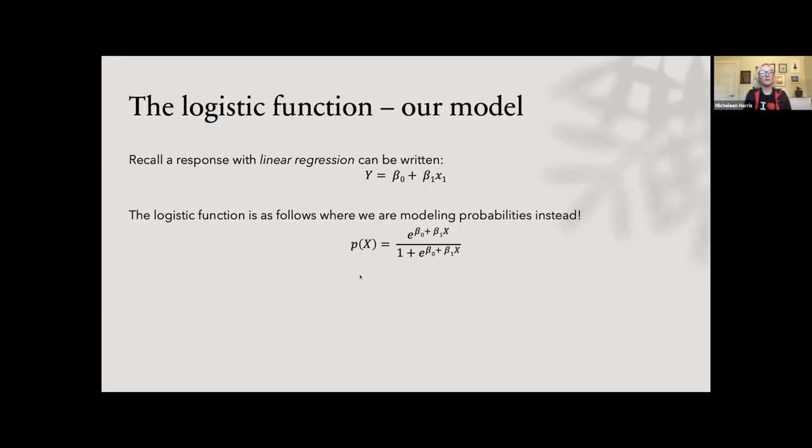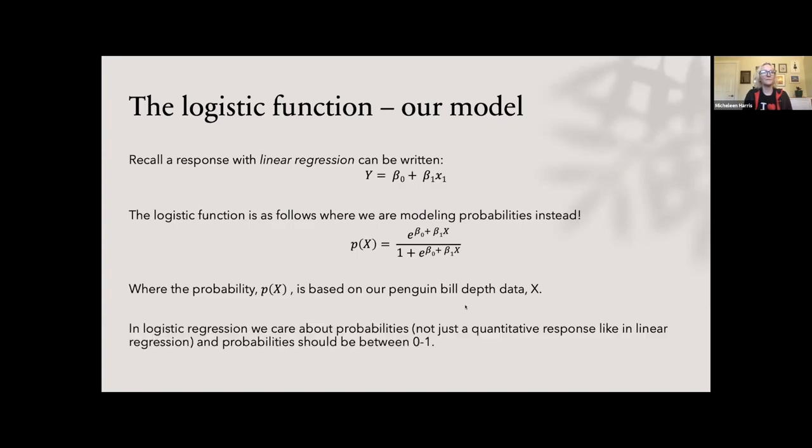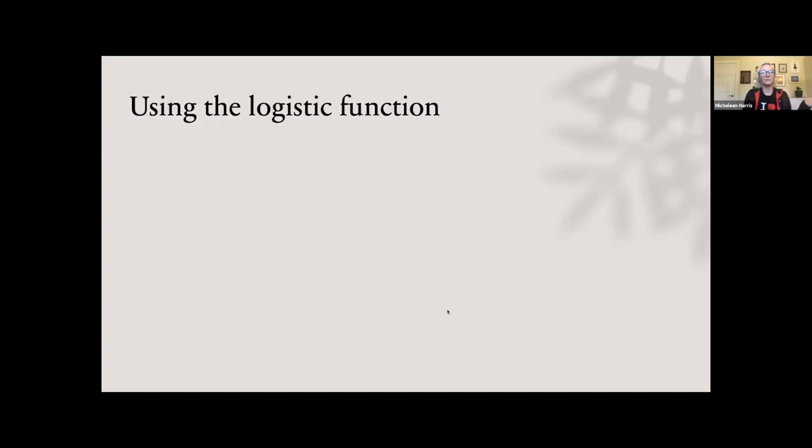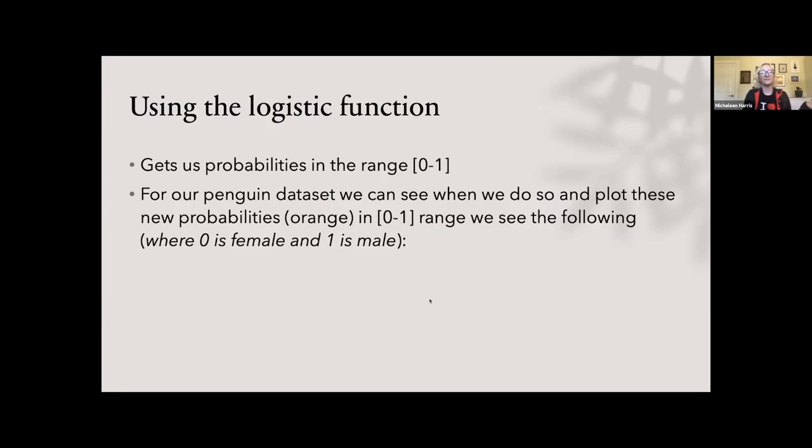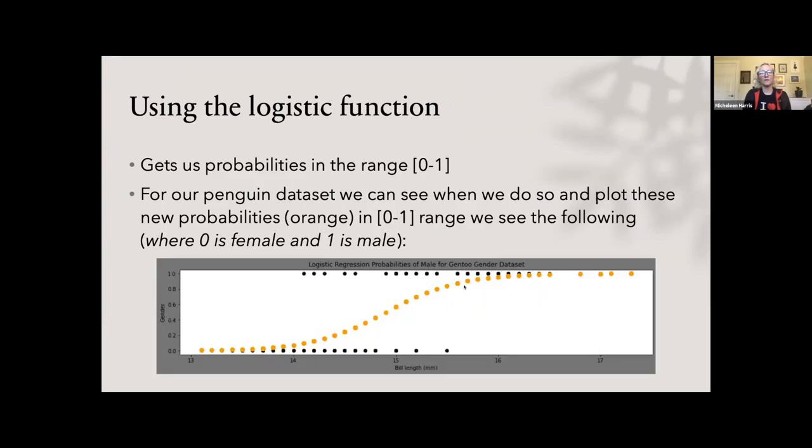What does this make happen for us? Remember, it's based on our penguin data, and we care about probabilities. We want something between 0 and 1. So if we use the logistic function on the penguin data set and plot it, where 0 is female and 1 is male, we get a curve, the model in orange, approaching 1 as our bill length is increasing. And then it approaches 0, or female, as bill length is decreasing. Great.